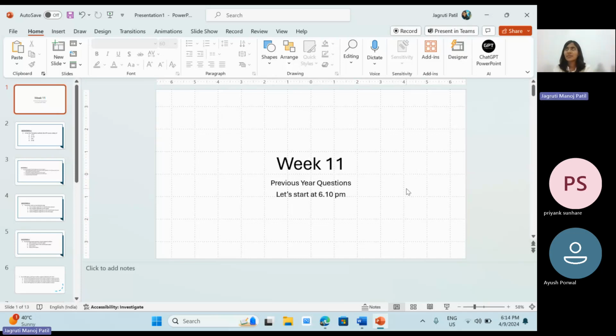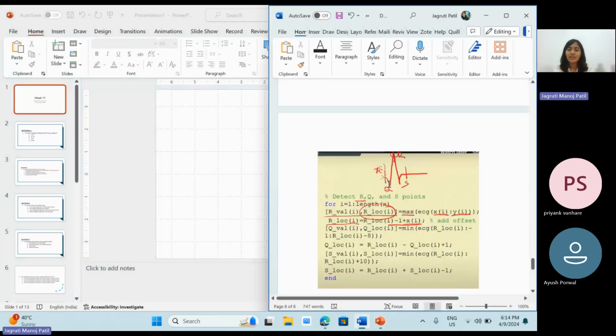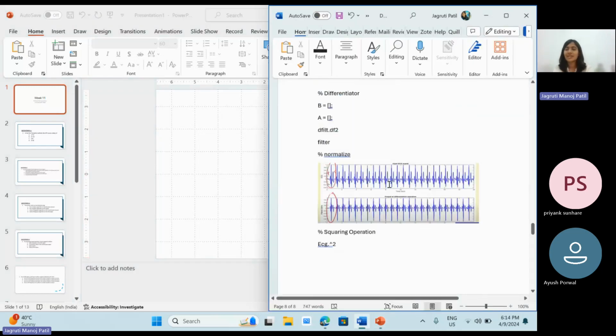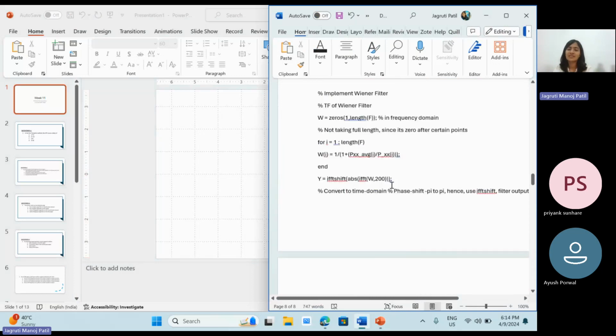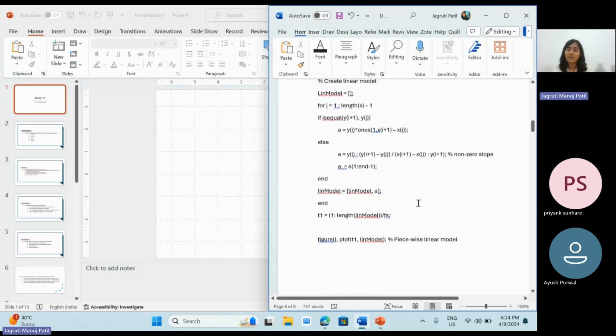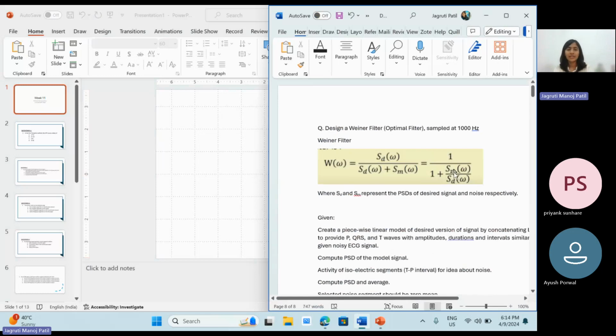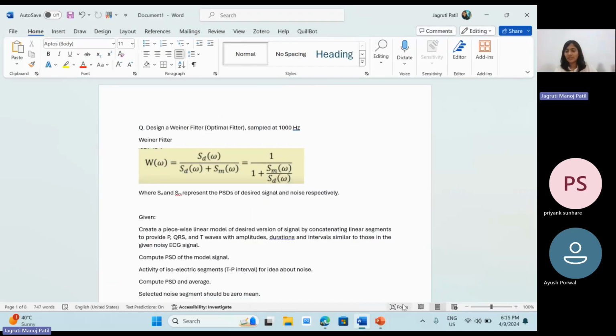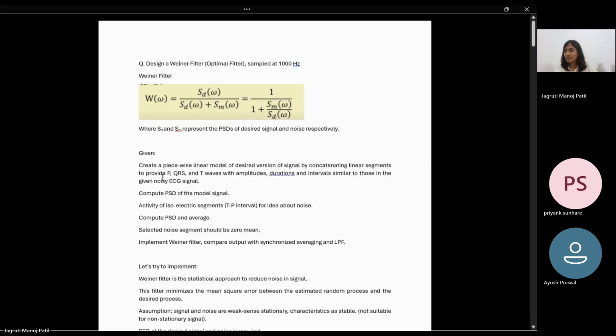So I guess that's it from my end, and we'll go with today's session. If any of you have any doubts on the assignments or the questions discussed so far, or say you have your assignment due tomorrow, you can let me know. So we have this Wiener filter implementation. I hope the screen is visible.